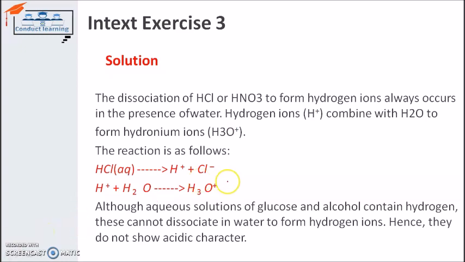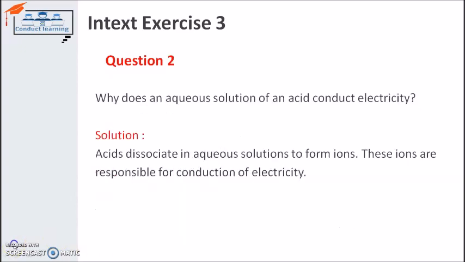This is written there. When HCl becomes an aqueous solution, it produces H+ and Cl- ion. And this H+ ion, when combined with water, forms hydronium ion H3O+. But this does not happen with the aqueous solution of glucose or alcohol. Although they contain hydrogen, they do not produce hydrogen ions, that's why they do not show acidic character.